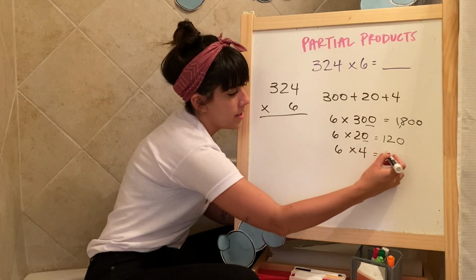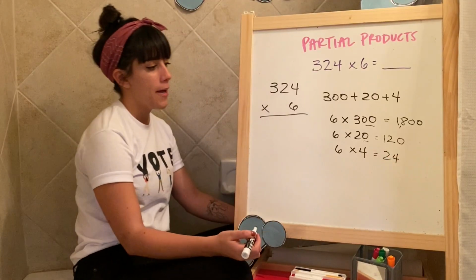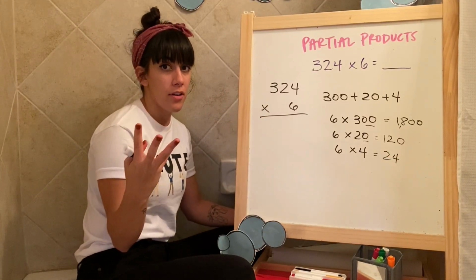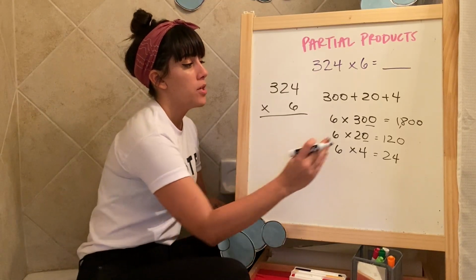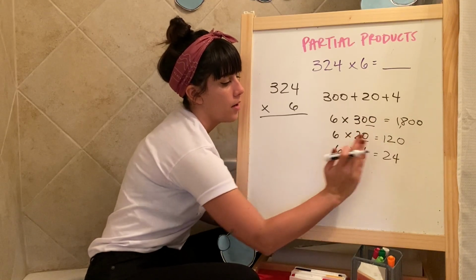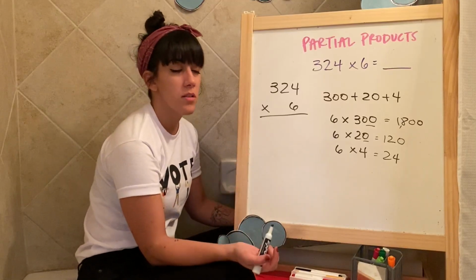6 times 4 is 24. Okay. I'm saying these quickly because I have those memorized. If you're not there yet, that's also okay. Use your multiplication chart as a reference, but you can break each one down from the hundreds place. Just add those 2 zeros. Add that 1 zero, right? This one we don't add any zeros because there weren't any, because we're in the ones place.